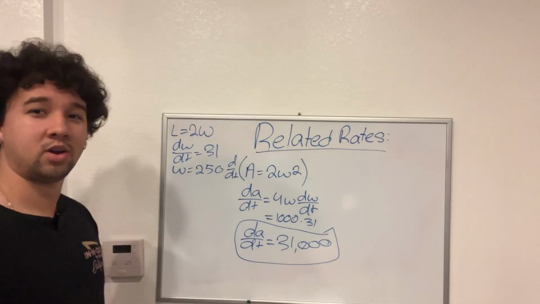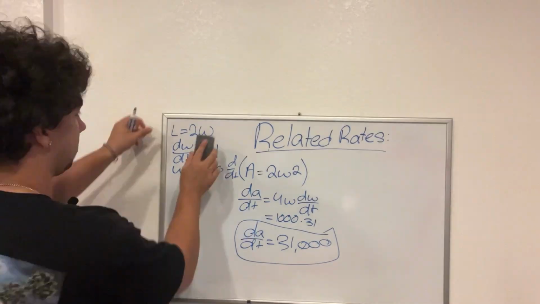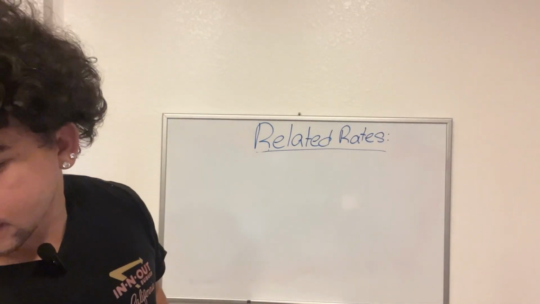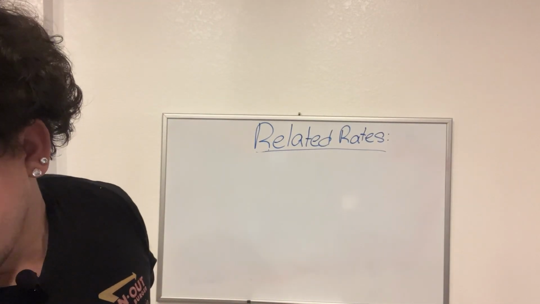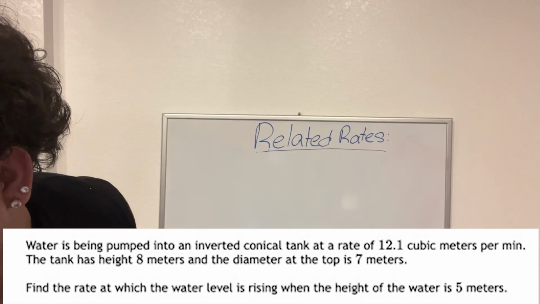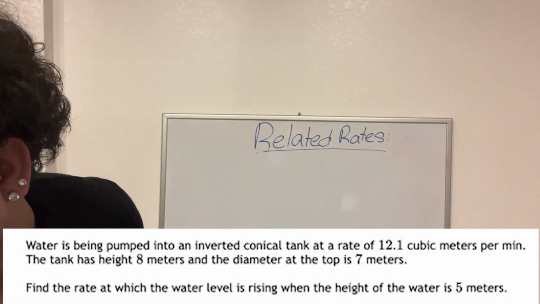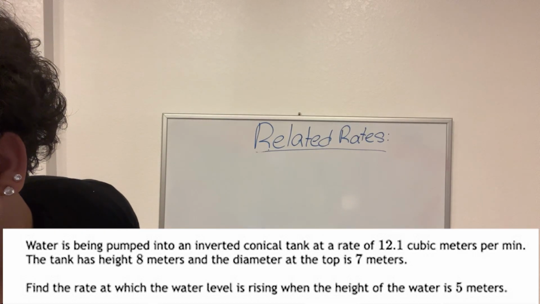All right, on to the last one. All right, the last one reads like this. Water is being pumped into an inverted conical tank at a rate of 12.1 cubic meters.